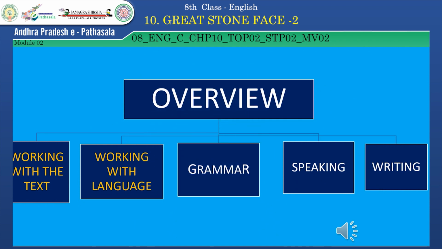The Great Stone Face Part 2 consists of 5 parts. They are working with the text, working with language, grammar, speaking and writing. In this session, I am going to deal with working with the text and working with language. Children, now let's see the learning outcomes of the lesson. Shall we move on?